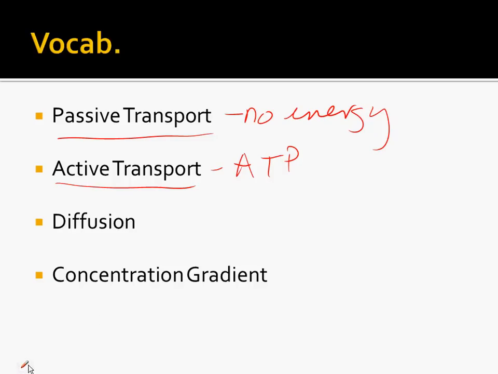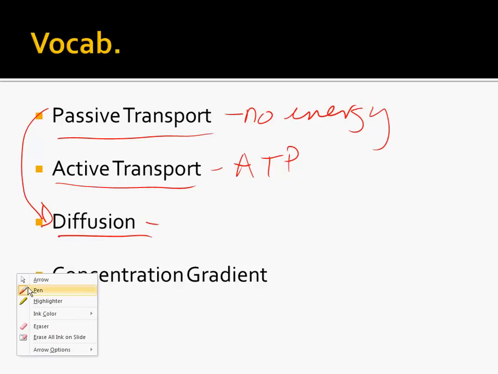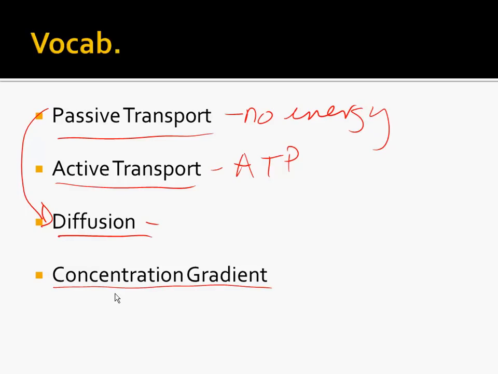Diffusion is going to be a specific example of passive transport. Diffusion is going to be the movement of particles down the concentration gradient. And concentration gradient is a word that we need to understand. If we don't, it's going to be tricky for us. And concentration gradient always is comparing two sides of a membrane when we're doing biology.